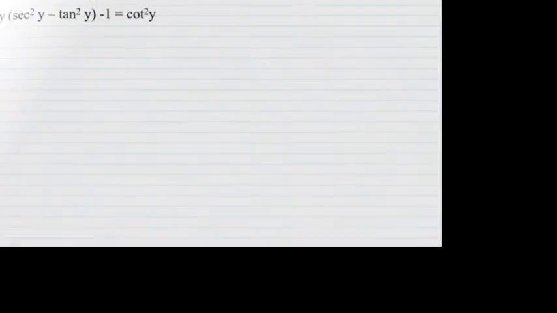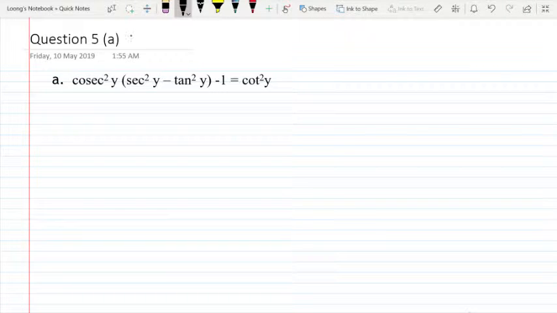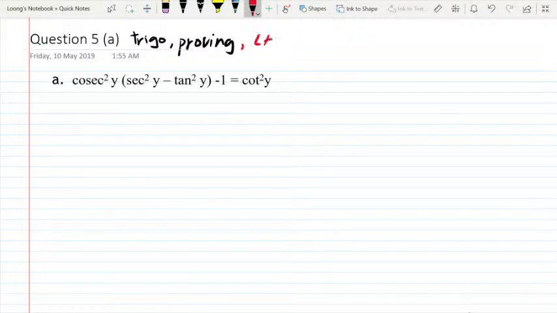Now I'll be moving on to trigonometry, question number 5a. What I'll be showing you in this trigonometry question is usually a question that involves proving. So what is proving? Proving means that you need to prove the left hand side of the equation is equal to the right hand side of the equation.